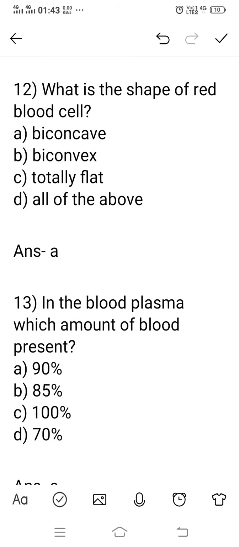Question number 12. What is the real shape of the red blood cells? Option number A, biconcave. Option number B, biconvex. Option number C, totally flat. Option number D, all of these above. So the right answer is option number A, biconcave. The shape of the red blood cell is biconcave. Option number A is the right answer.